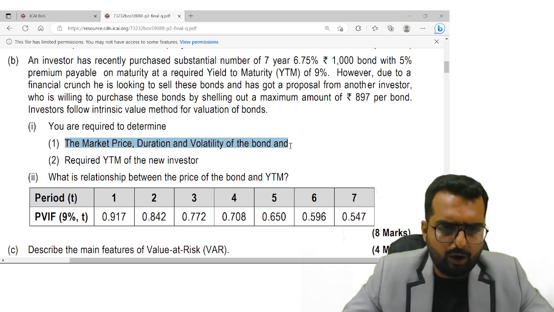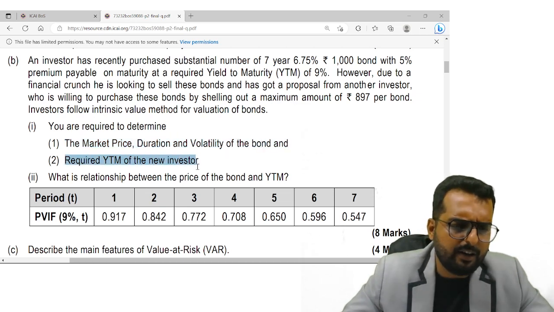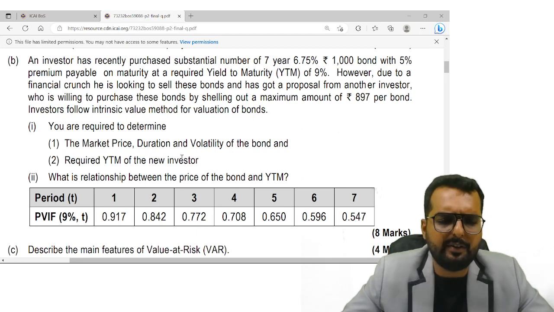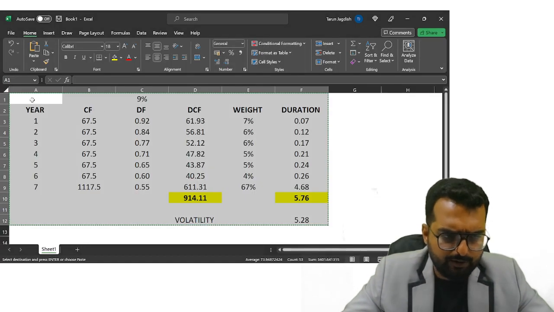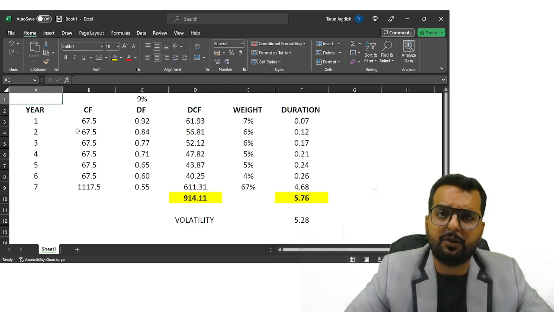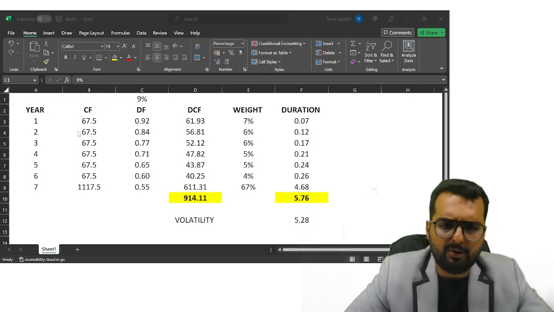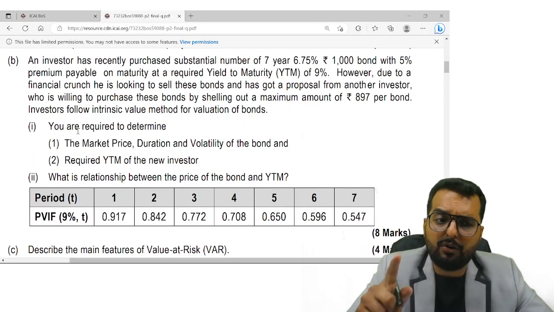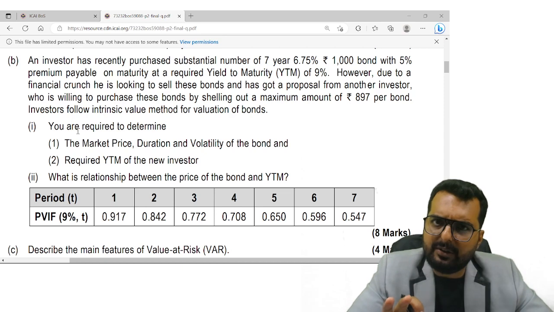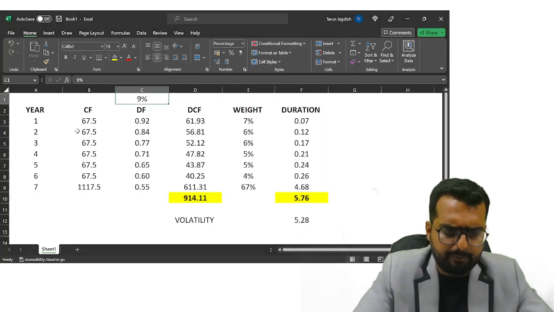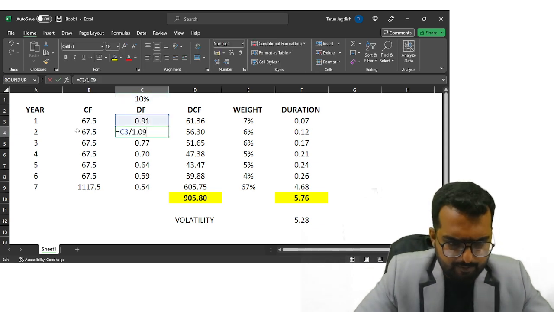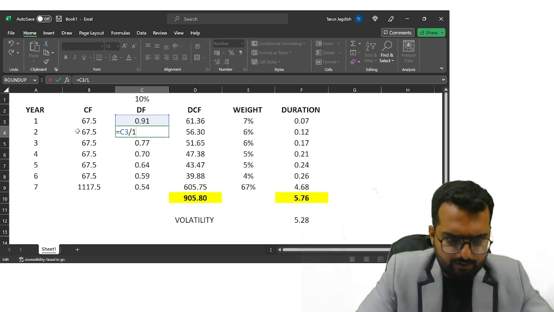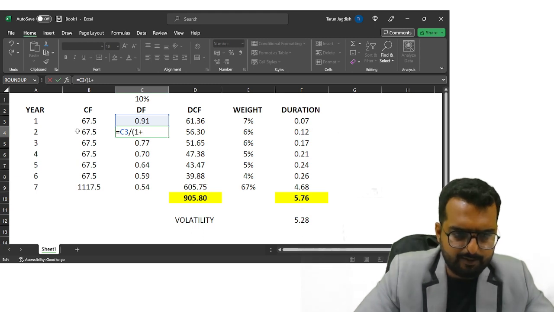Market price, duration, volatility. And they are asking, what is the required YTM of the new investor? New investor has given a price of 897. So that means he would be having a separate YTM. I'll show you over here first using common sense. Then I will show you the answer using the formula method. He is getting a price of 897. And that fellow also is using intrinsic value. Intrinsic value is nothing but present value method. So let's just check. Let me just put 10 over here. Oh, it won't change that way. Wait. The formula should be this divided by 1 plus.